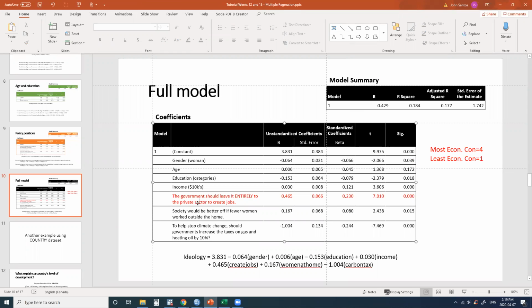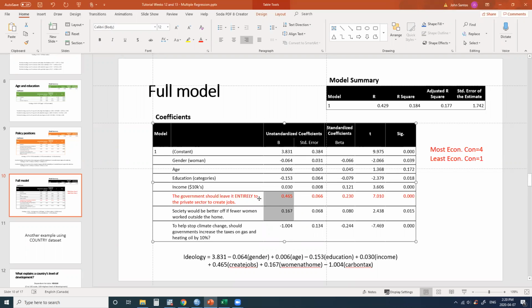And we can see, so this society would be better off if fewer women worked outside the home, right? So this is a measure of social conservatism, of belief in traditional gender norms. The coefficient here is 0.167. So it's about a third of the size of the coefficient of economic conservatism, right?